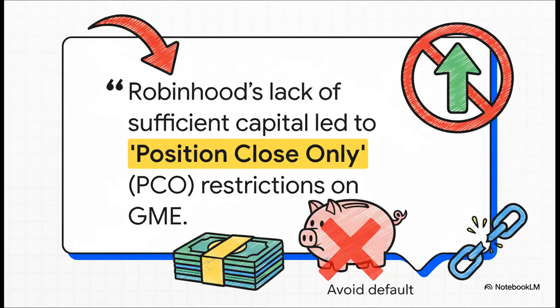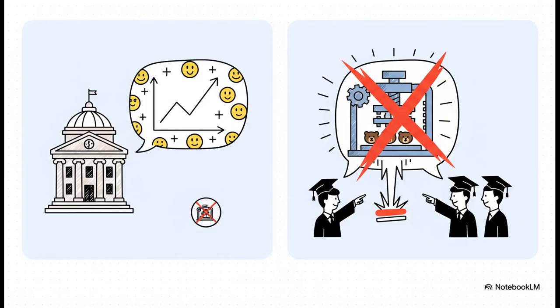So that's why they shut off the buy button. It's called position close only. By stopping anyone from opening new buy positions, they could drastically reduce their risk profile, and in turn, reduce the amount of that multi-billion-dollar deposit they had to post. It wasn't about picking sides, it was an emergency brake to keep from flying off the rails and defaulting to the clearinghouse.